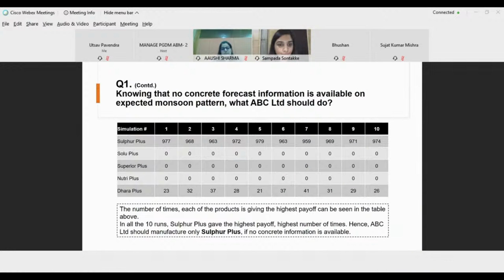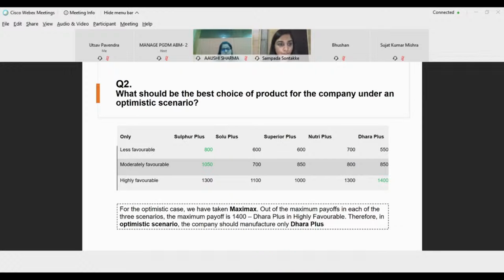So you can see in all the runs sulfur plus has come out to have the maximum payoff, almost more than 95%. So this is our answer for the first one. For the second one, Aisha can go.